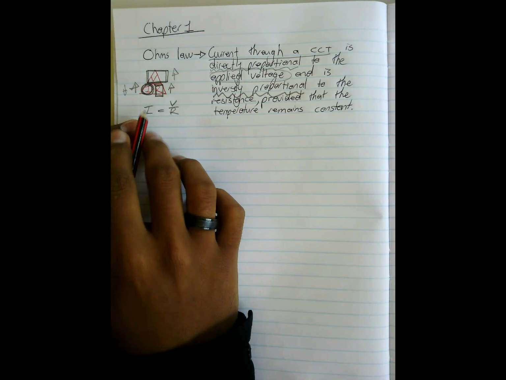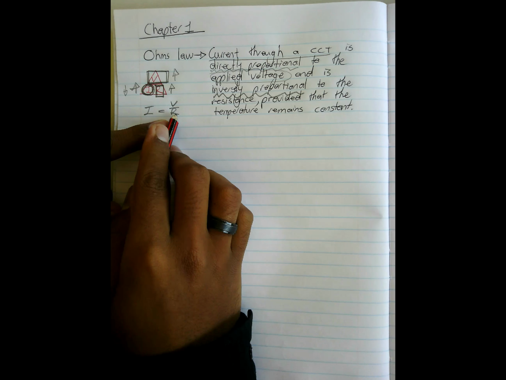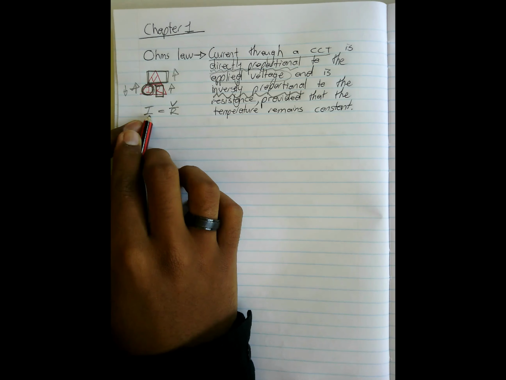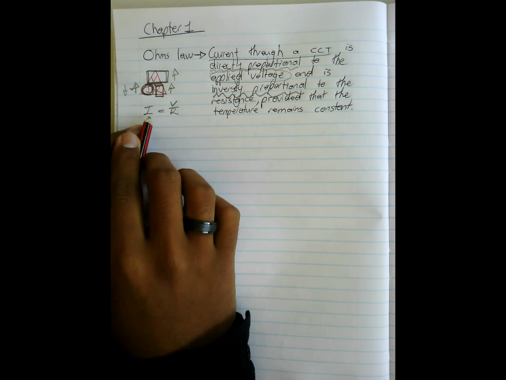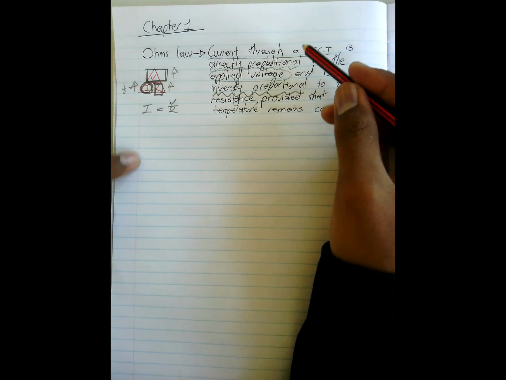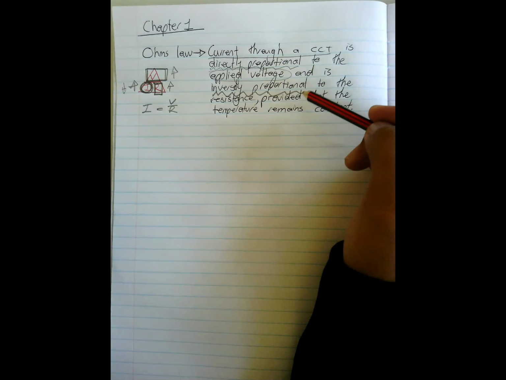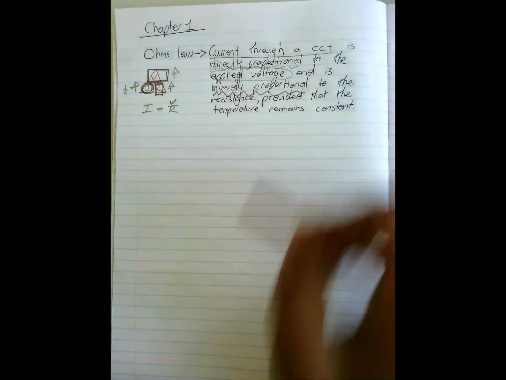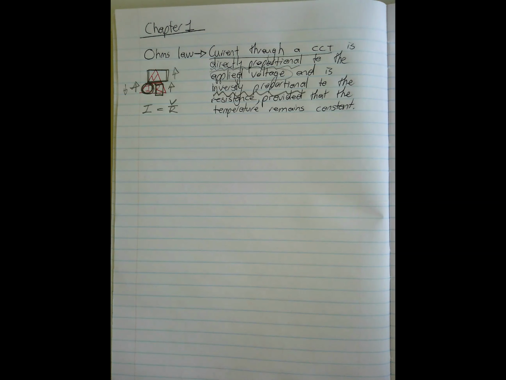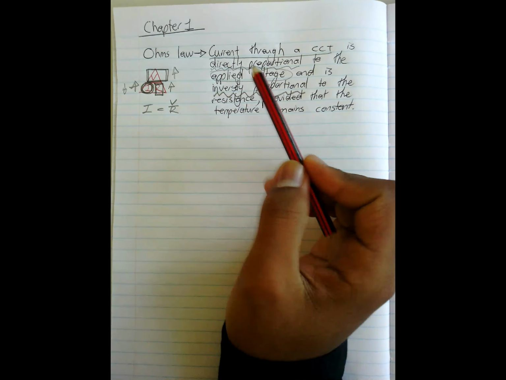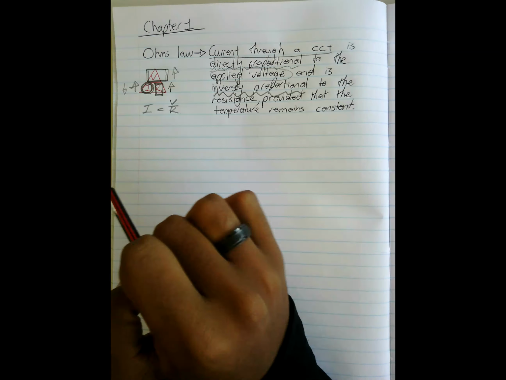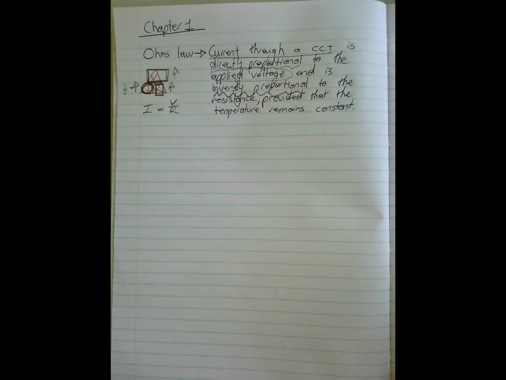So as resistance increases, your current decreases. And as your voltage increases, your current increases as well. That is the relationship of directly proportional and inversely proportional. You will see this more as you work with calculations, as the value of R increases or decreases, and the voltage as well.